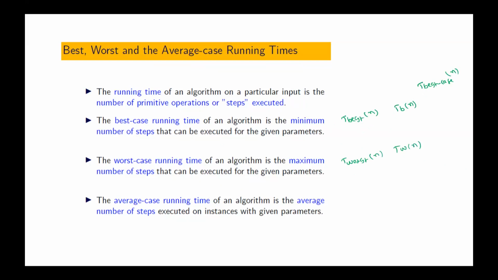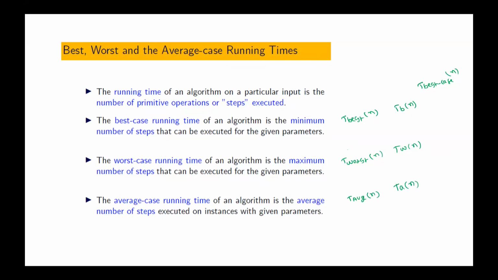So what is best case running time? The minimum number of steps performed to complete the task. For any input whose size is n, what is the minimum number of times that operation is performed? What is worst case running time? For any input of size n, what is the maximum number of times that basic operation is performed?